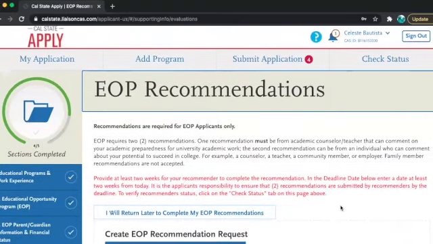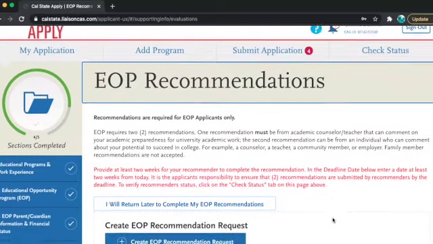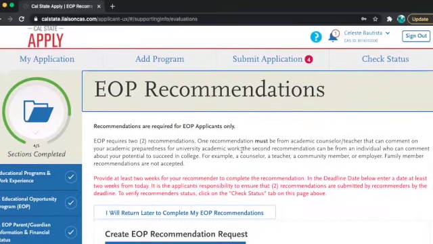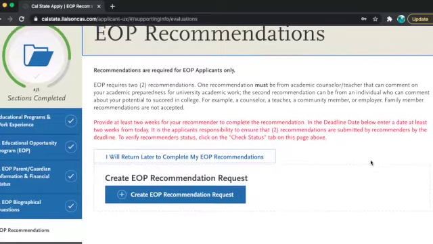Here is where they're going to require 2 recommendations. You've already asked your teachers, or at this point should have already asked your teachers for recommendations for EOP. So 1 recommendation must be from an academic counselor or teacher, you're doing teacher, that can comment on your academic preparedness for university academic work. The second recommendation can be from an individual who can comment about your potential to succeed in college. Okay, you're doing 2 teachers in this case, but if you would like a community member that also works or an employer, that can also be a thing.